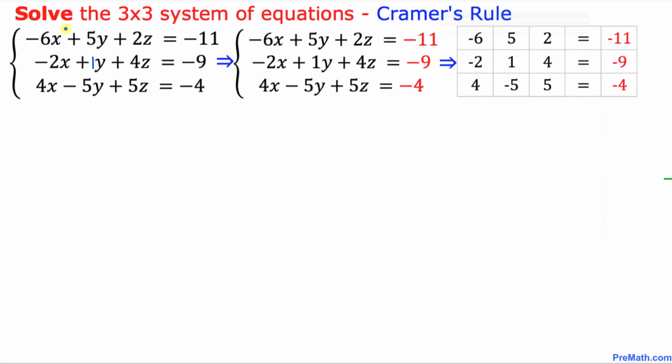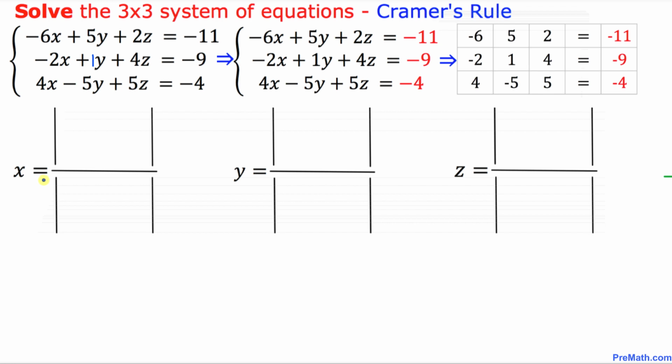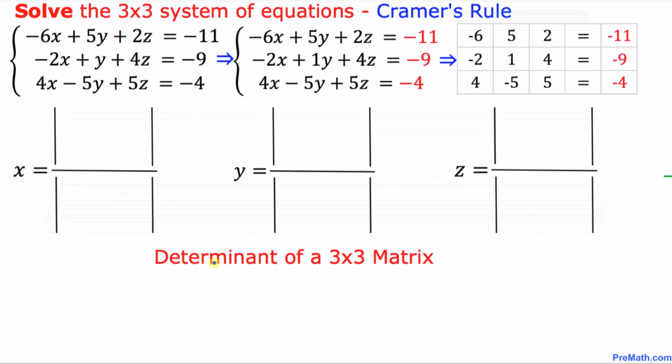Now, since we are going to solve this system of equations, that means we need to find the value of the x variable, the value of the y variable, and the value of z as well. So we can set up these x, y, and z variables in these boxes over here, one box on the top and one box on the bottom. By the way, these boxes are called the determinants of a 3 by 3 matrix. Once again, these boxes are called the determinants.